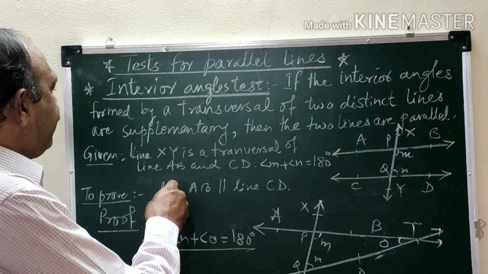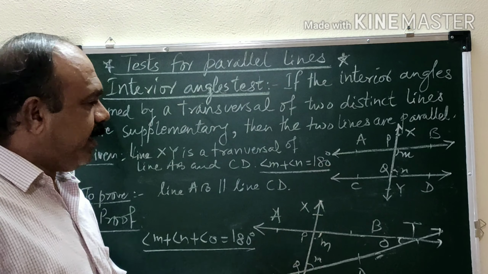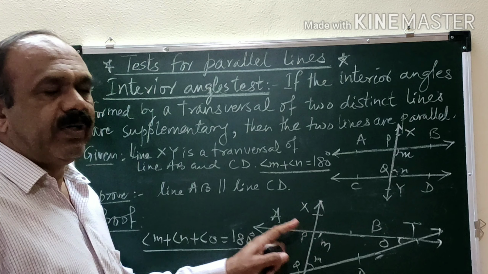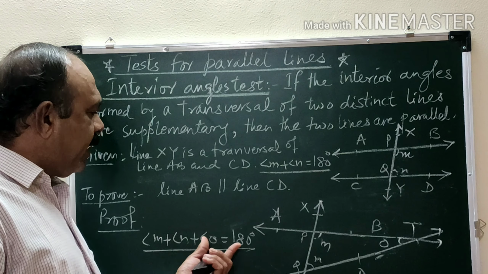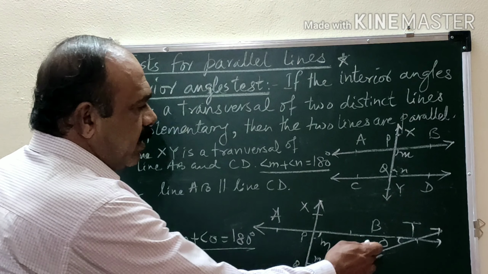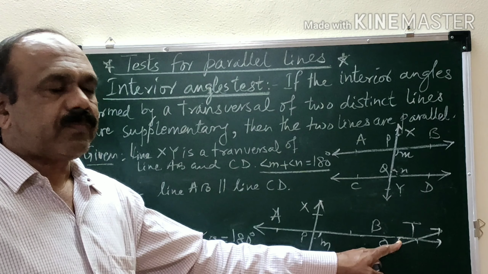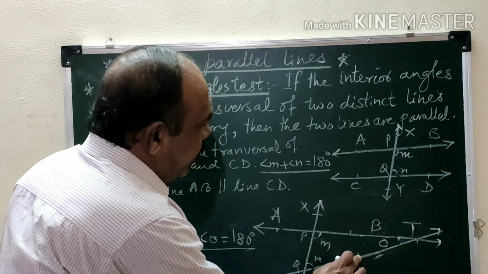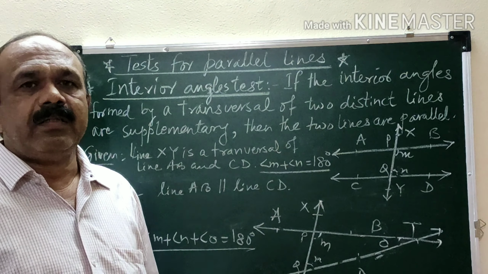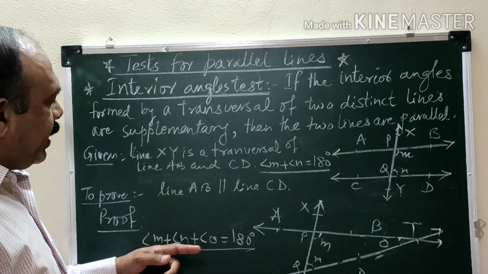But what is given here? Angle M plus angle N is equal to 180 degrees. It means that the sum of two angles is 180 degrees, while here we are taking the sum of three angles as 180 degrees. So the sum of these two angles is 180 degrees, which means that this angle O is 0 degrees. It means that line AB and line CD are not distinct lines. They are not distinct lines. So therefore, but what are we considering here?